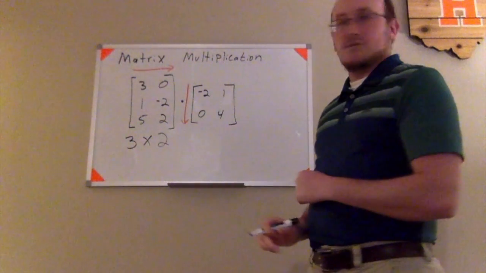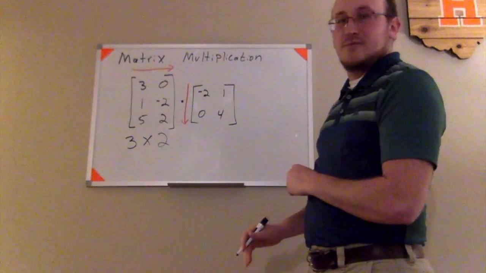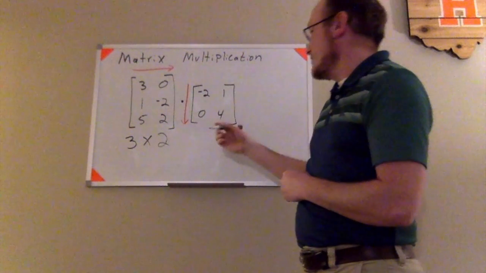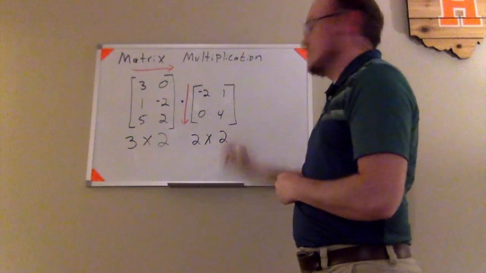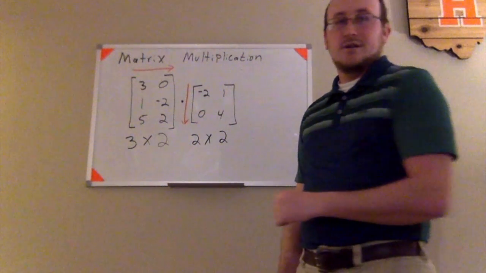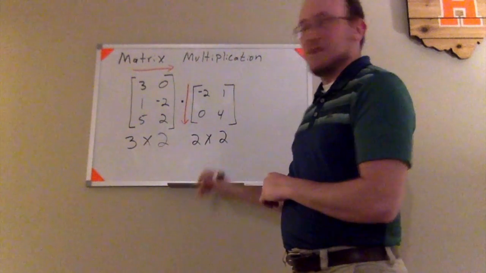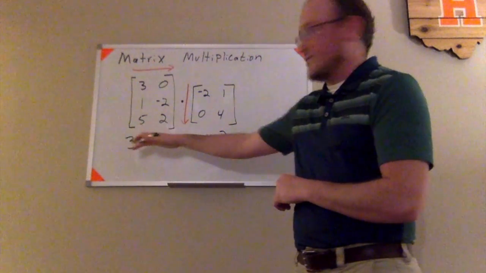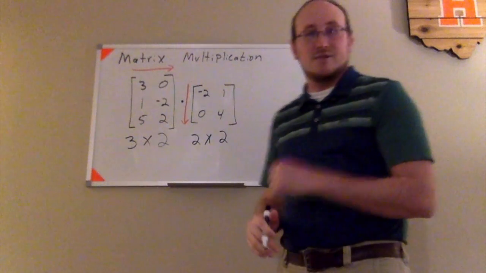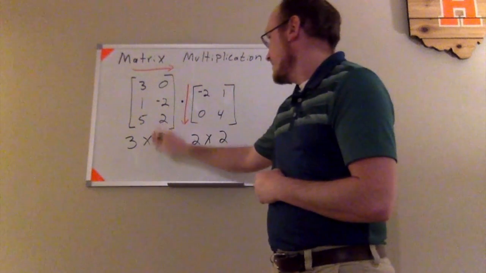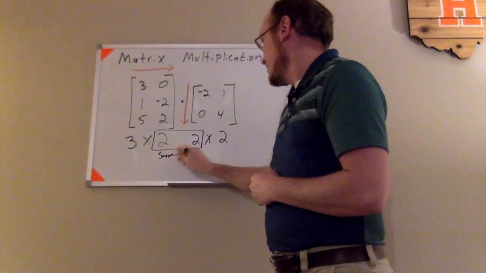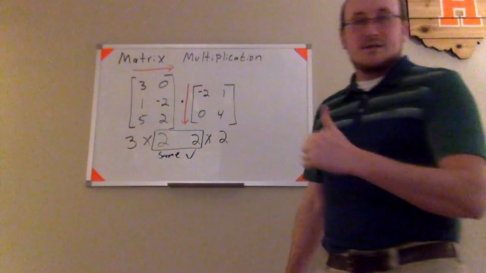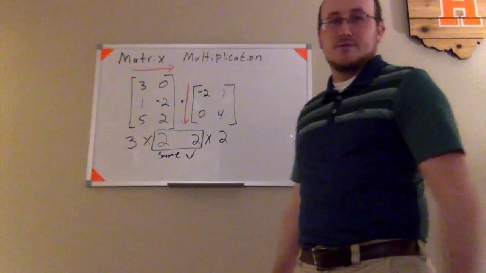This second matrix right here, I'm going to go ahead and write its dimensions down as well. It has 2 rows, so it would be a 2 by, and it has 2 columns, so it would be a 2 by 2 matrix. Okay, so if you can write those dimensions like that right next to one another, the dimension of the first matrix and the dimension of the second matrix that you're trying to multiply, if these two middle numbers are the same right here, it's a check mark. You can go ahead and multiply these matrices.